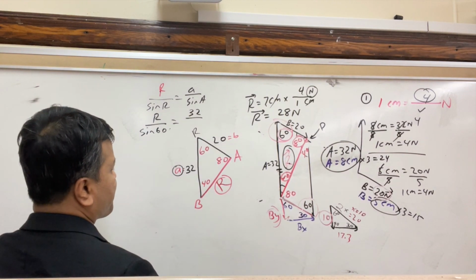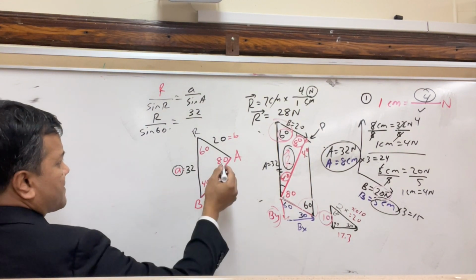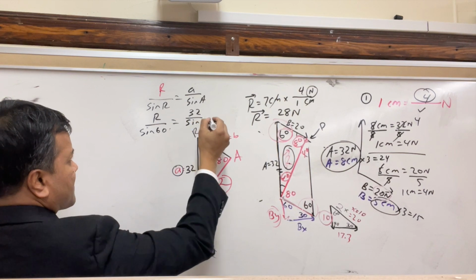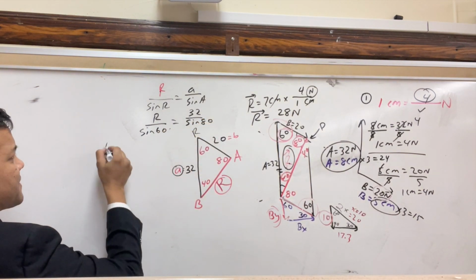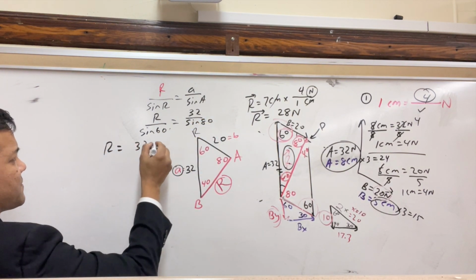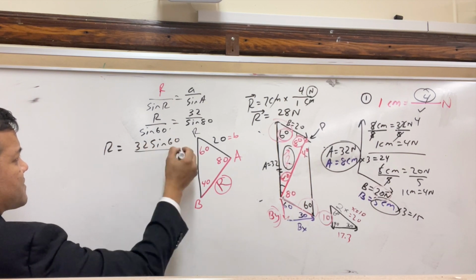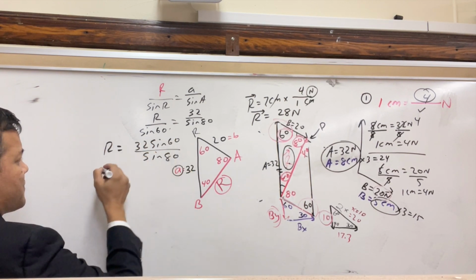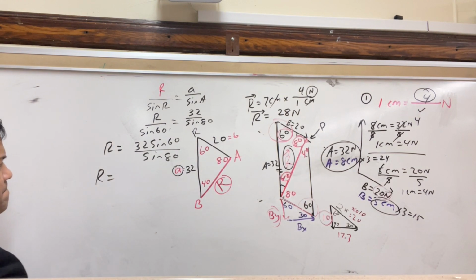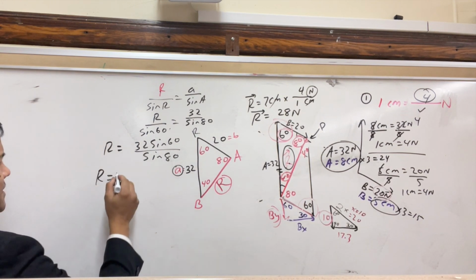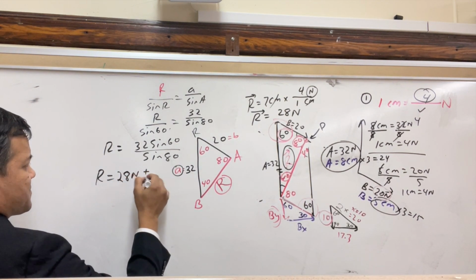What is sine A? Sine 80. If you do cross multiplication, you get R is equal to 32 sine 60 over sine 80. And which gives you, of course, 28 Newton plus or minus 1 Newton.